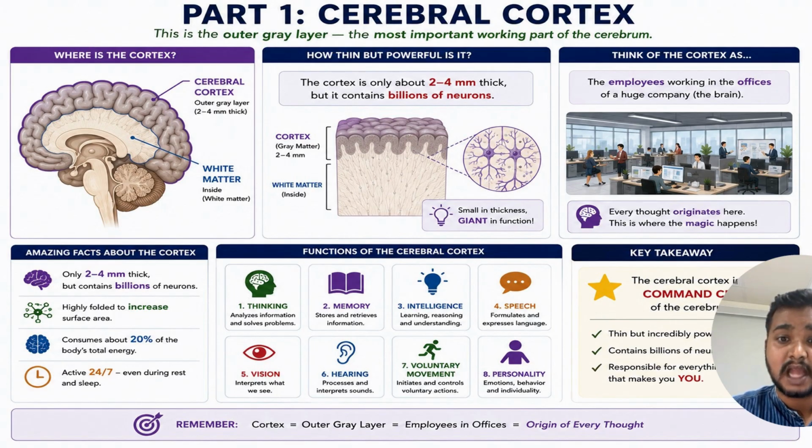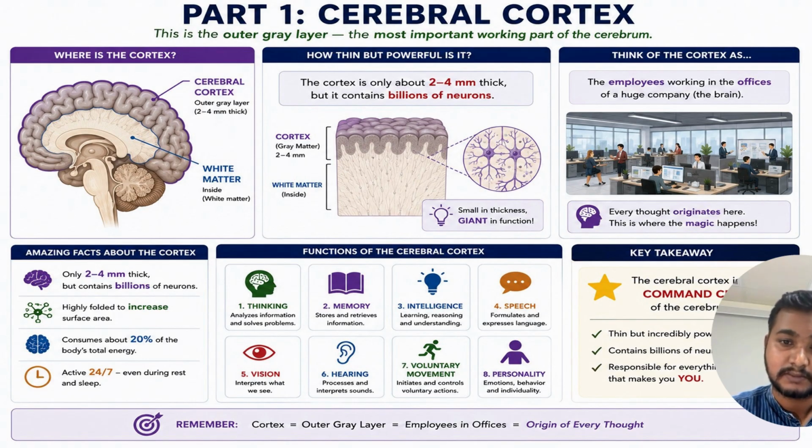Cerebral cortex, where every thought begins. We've just learned that the cerebrum is the largest part of the forebrain. But here's something fascinating. The cerebrum itself has a command center, and that command center is called the cerebral cortex. If the cerebrum is a modern city, then the cerebral cortex is the corporate headquarters, where every important decision is made. Every idea, every memory, every word you speak, every movement you make, every dream you imagine, begins here.